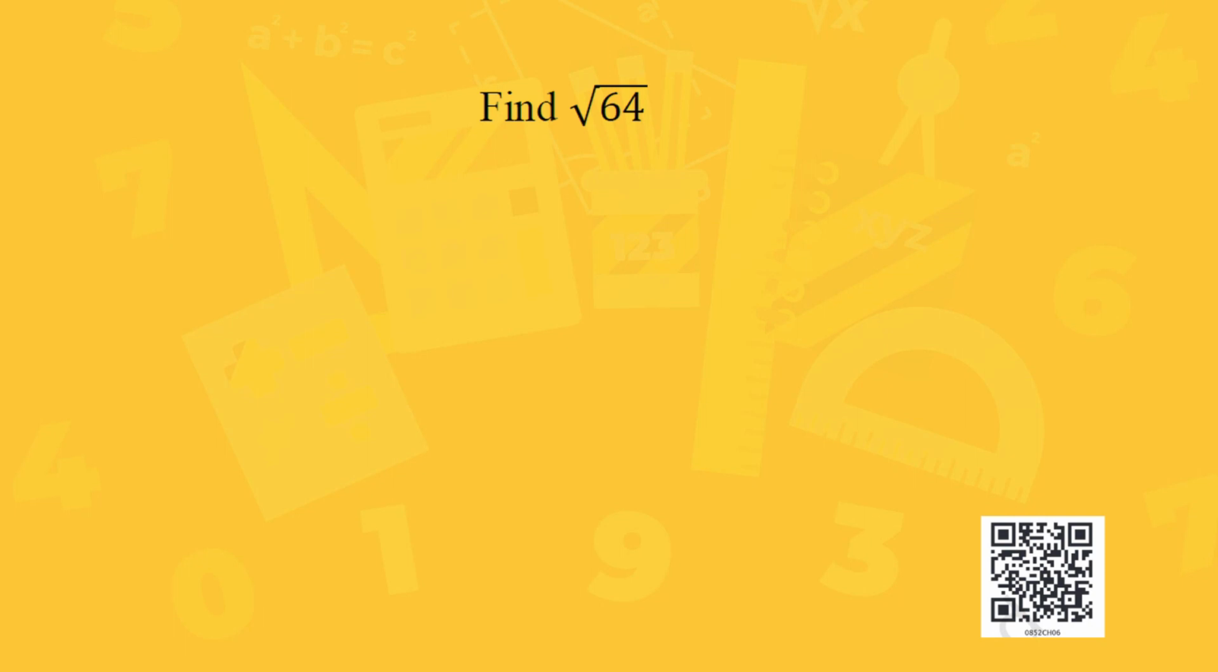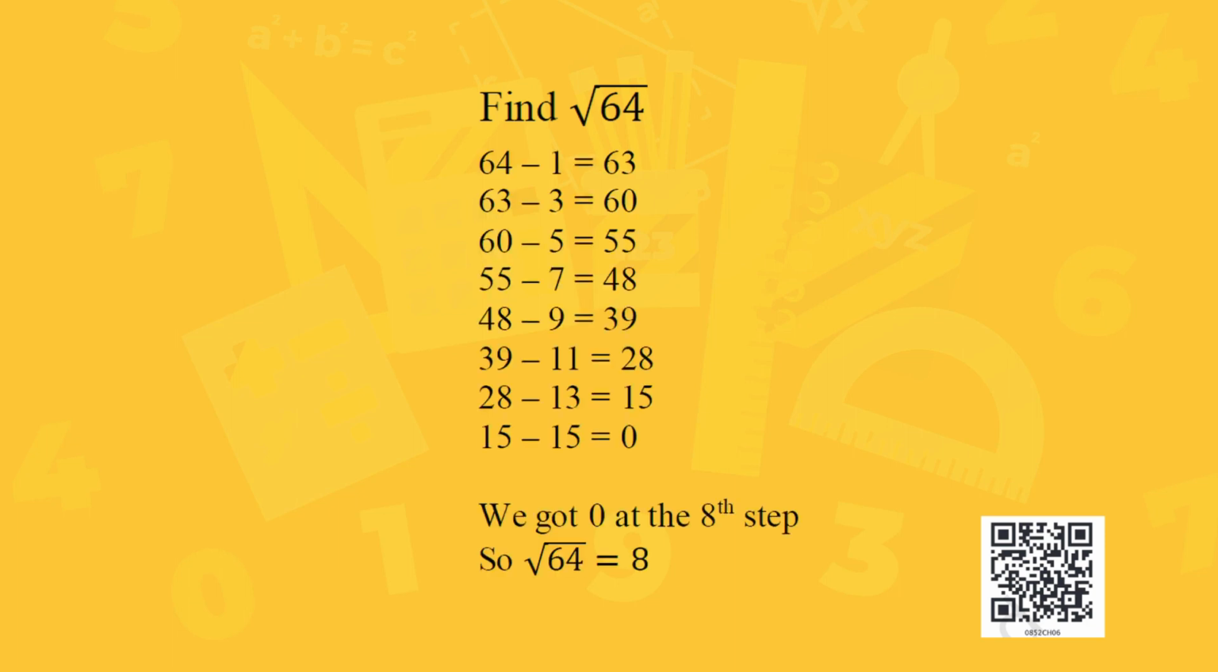Now let us find the square root of 64. As we did earlier, let us subtract the odd numbers starting from 1 and so on. We start with 64 minus 1, which is equal to 63, 63 minus 3 is equal to 60, and if you keep repeating the same process, at the 8th step we get 15 minus 15, which is equal to 0. So, we end up with 0 at the 8th step. Therefore, the square root of 64 is equal to 8.